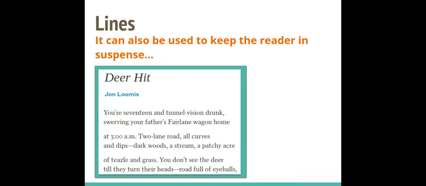Lines can also be used to keep the reader in suspense. Just like Deer Hit, the long lines and the enjambment, that continuing thought, is keeping us in suspense. Again, looking at the stanza, the main idea in the stanza is the problem. The problem is the speaker's 17, the speaker is drunk, and he's driving his father's car home.